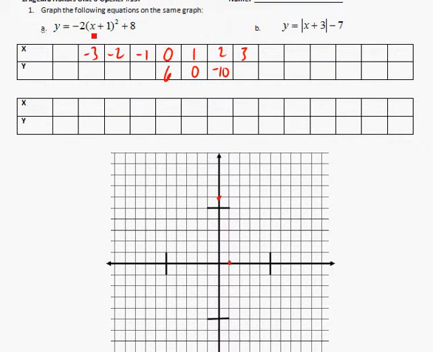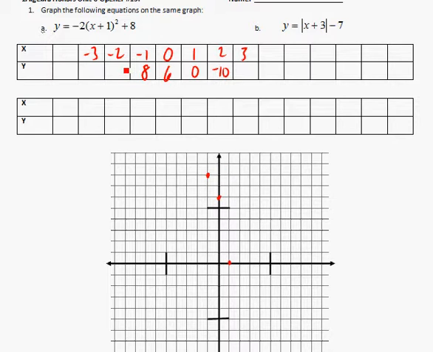So if x is negative 1, negative 1 plus 1 is 0. 0 squared is 0. 0 times negative 2 is 0. And 0 plus 8 is 8. So we have the point negative 1, 8.